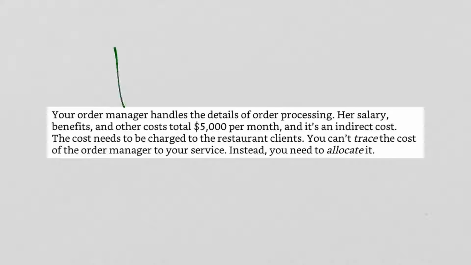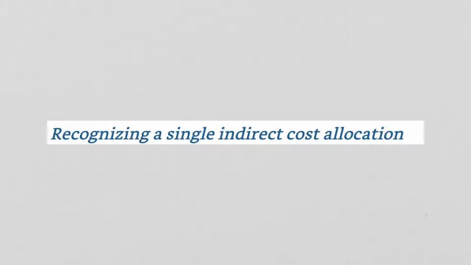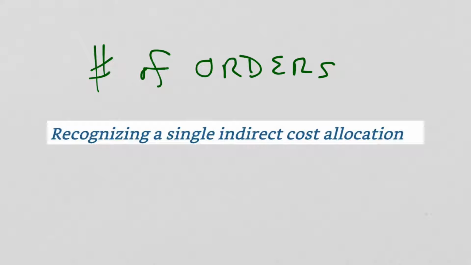You have an order manager who has a salary of $5,000 per month. It's indirect because you can't trace it. So we want to allocate it. That's the key. Using a single indirect cost pool, it might be number of orders where you think, that sounds good. We'll allocate it according to the number of orders, thinking that that's a reflection of how much the manager is using his resource to service each customer.